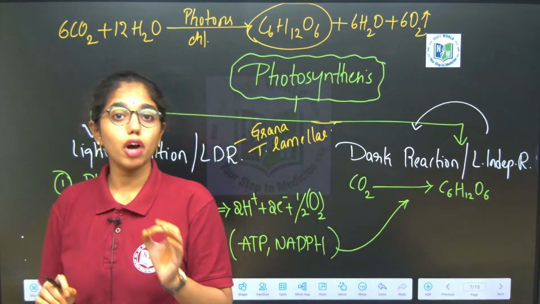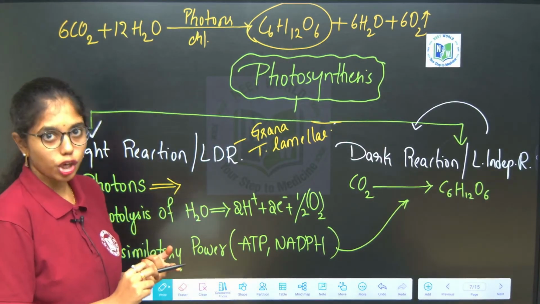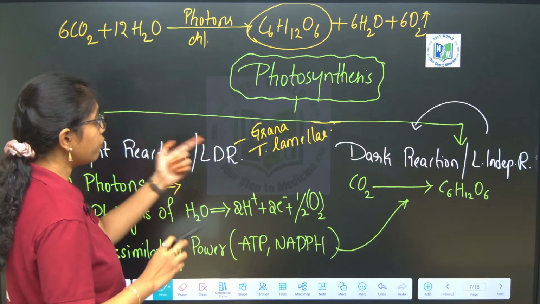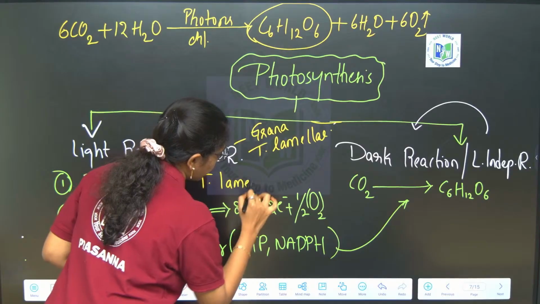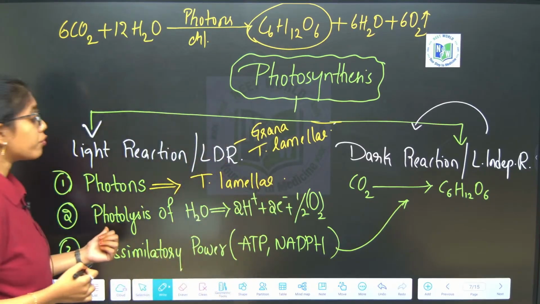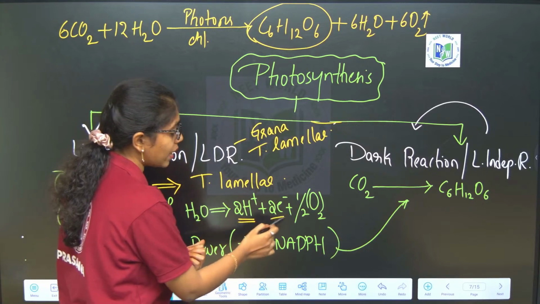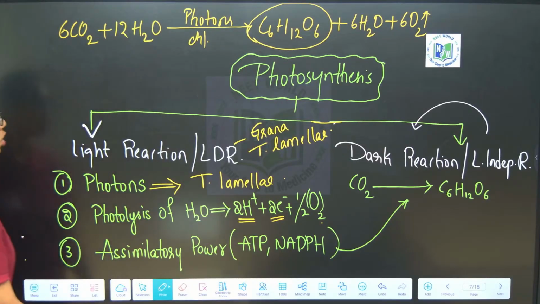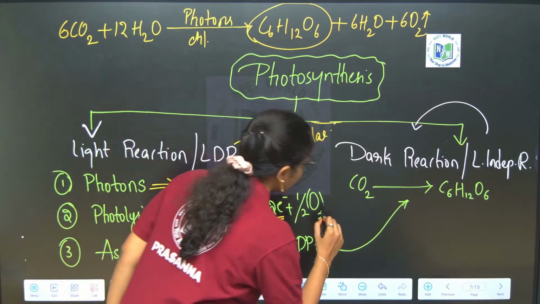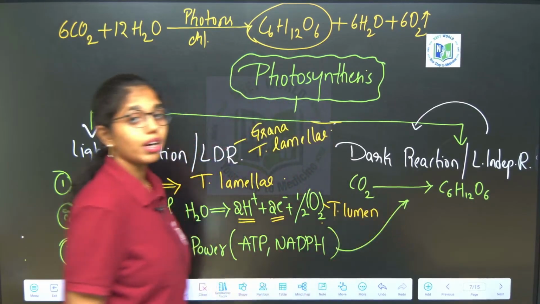Absorption of light in the form of photons. This absorption happens where? By light harvesting complexes, pigments that are present in the photosystems, that is purely thylakoid lamellae. And here photolysis of water, which results in the formation of 2 protons, 2 electrons and an oxygen atom. This is important. So this photolysis of water will happen where? Inside the thylakoid lumen.